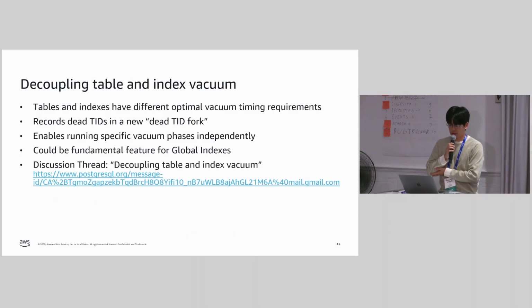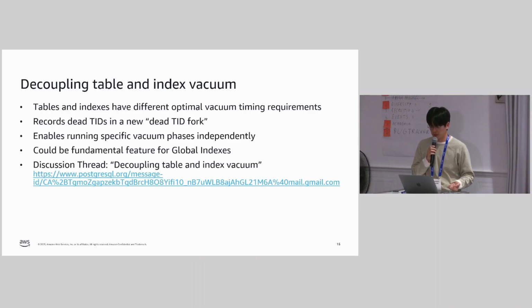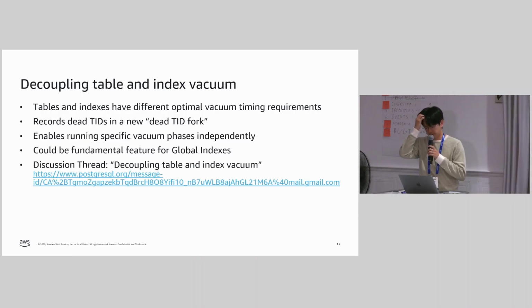And this is another interesting feature that we discussed a couple of years ago. Currently, vacuum executes all phases as a single operation. But the proposed idea is to decouple table vacuum and index vacuums. This is because the table and indexes have different optimal timing requirements. For example, B-tree index has bottom-up deletion optimization. And it may work much better for some indexes than others.